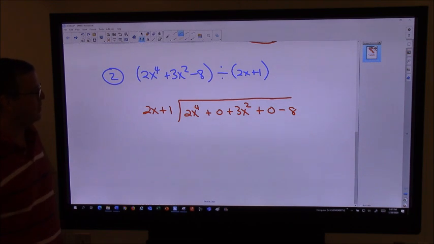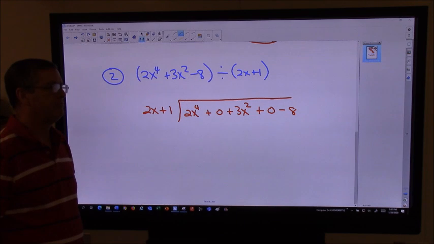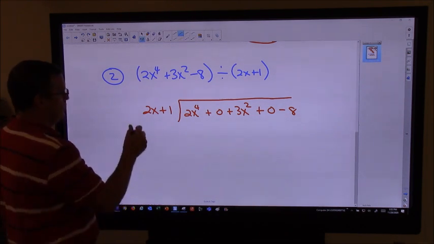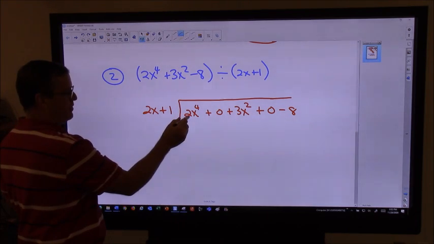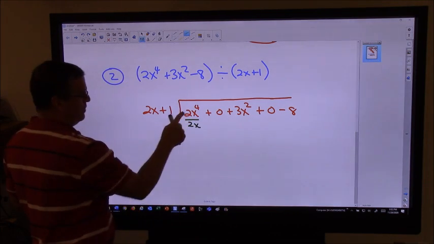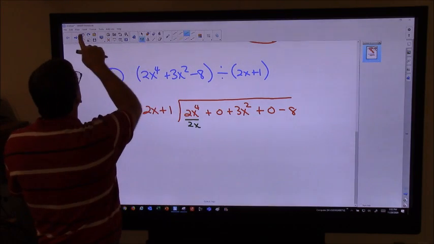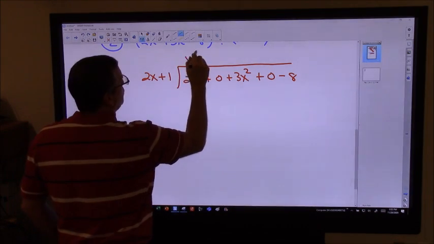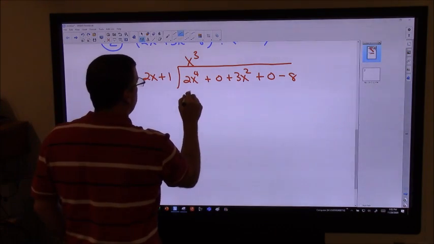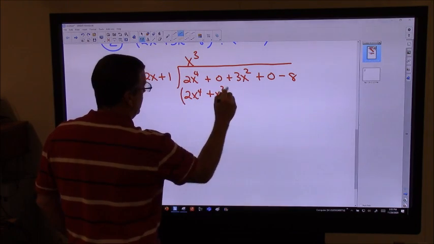So you guys go ahead and try this. I'll give you a second. All right, so let's work our way through this together. So first of all, 2x goes into here how many times? In your head, just picture, I'm dividing this by 2x. The 2's cancel, 1x cancels with an x, that's x to the 3rd power. All right? So 2x goes into there x cubed times. Now I need to multiply. So I'm going to get 2x to the 4th plus x cubed. And then I have to subtract.